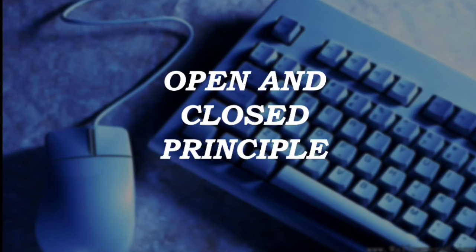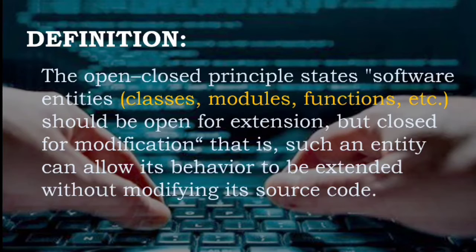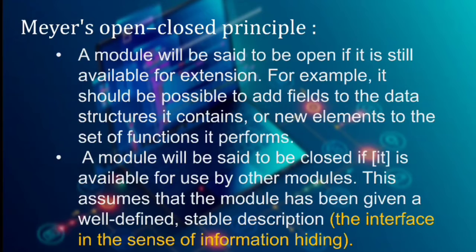Now we see about the open and closed principle. Definition: the open and closed principle states that software entities, classes, modules, functions, etc. should be open for extension but closed for modification. That is, such an entity can allow its behavior to be extended without modifying its source code.